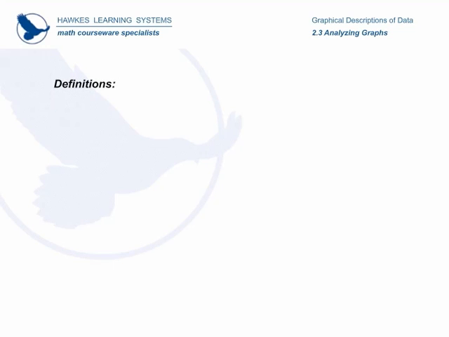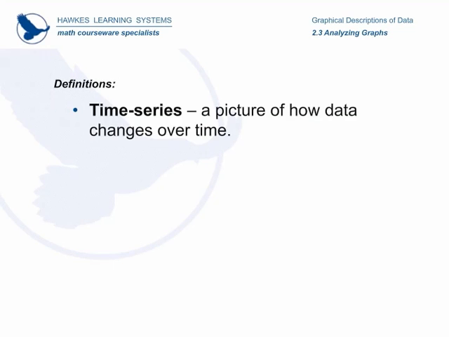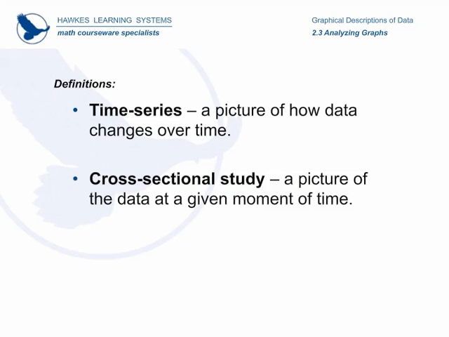Next, let's take a look at some definitions. First, we have the time series. When we're dealing with visual representations, that's a picture of how data changes over time, thus the time series. Next, we can have a cross-sectional study, and that's a picture of the data at a given moment of time, where we take a snapshot or a cutaway of the time, and that gives us a picture of the data at a given moment.